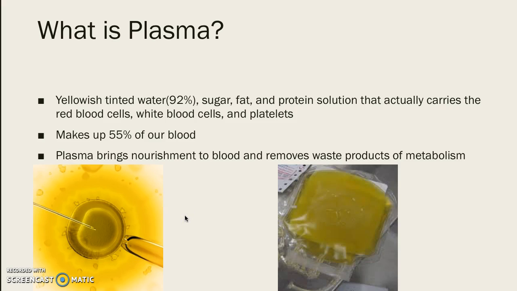What is plasma? So plasma is this yellowish tinted water. It's made up of 92% water, sugar, fat, and protein solution that actually carries the red blood cells, white blood cells, and platelets. So, like I said earlier in the diagram before, plasma is the liquid that flows in between all of the red blood cells, white blood cells, and platelets. And plasma makes up around 55% of our blood. Plasma brings nourishment to blood and removes waste products from metabolism. So as you can see in the diagram, it's this yellowish tinted water. And in fact, plasma is mostly just water.